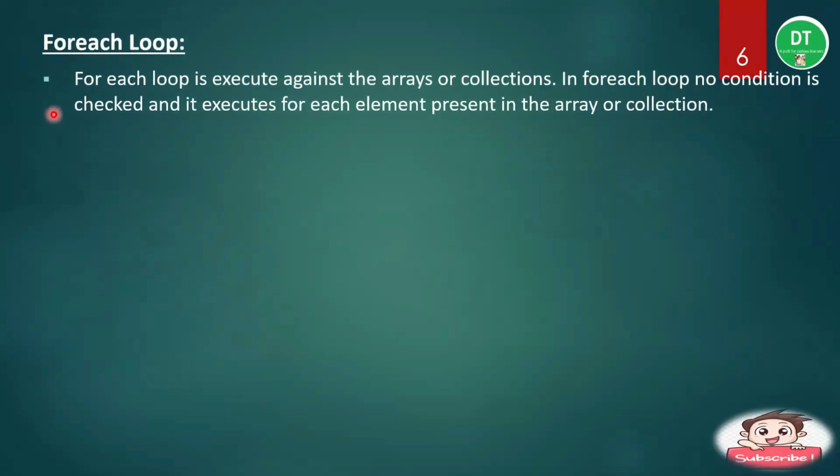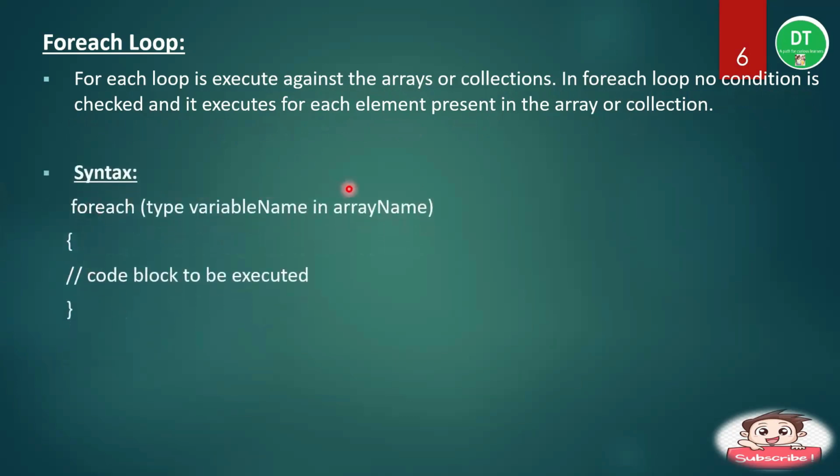Foreach loop. A foreach loop is executed against arrays or collections. In a foreach loop, no condition is checked and it executes for each element present in the array or collection. Here the syntax of the foreach loop is present. You can see that in the syntax, we have foreach, and in the brackets we have the variable name and the array or collection name.